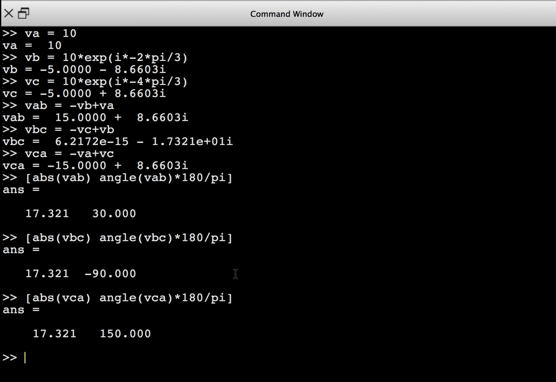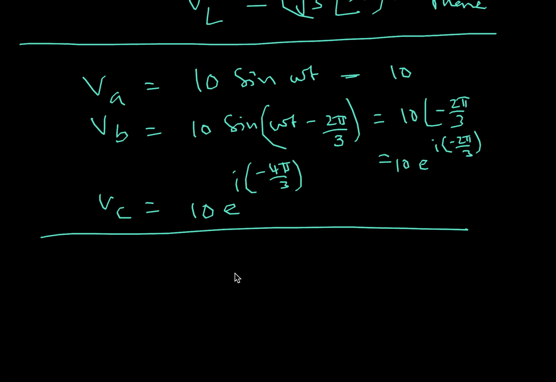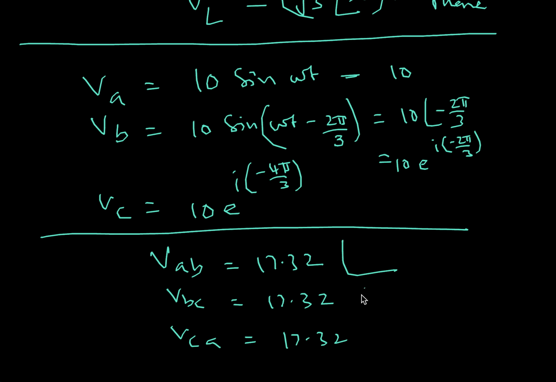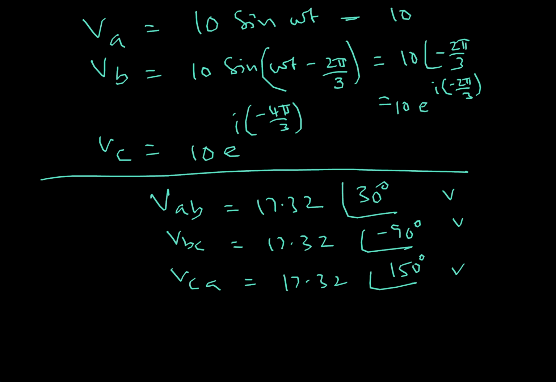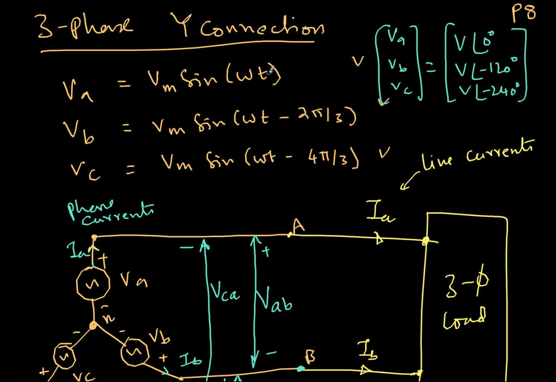So this thing confirms that the length of line voltage is increased by root 3 and the angle increases by 30 degrees. So we are getting VAB, VBC, VCA equal to 17.32, 17.32, 17.32, and this is 30 degrees, this is minus 90 degrees, and this is 150 degrees. These are all in volts. So in this video we had seen three-phase star connection. In the next video, let's look at three-phase delta connection. Thank you.